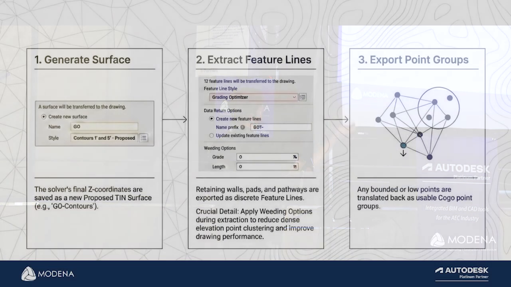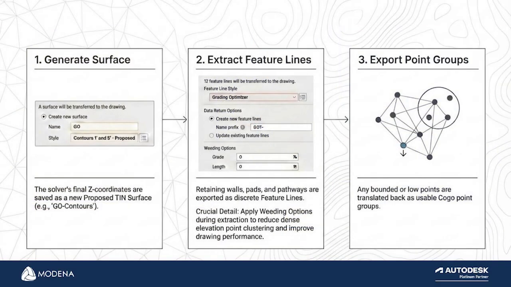So this is just going to be a basic overview of how we would generate the surface, extract feature lines, and then export those as point groups. This can be used for contractor data, or if you're working with certain peers that need to build a topo solid within Revit, we can then provide that data to them raw and dynamic.